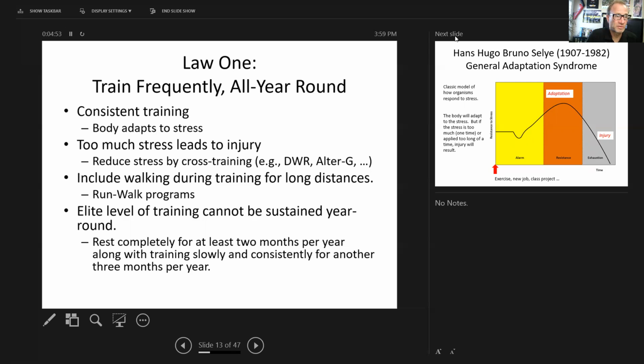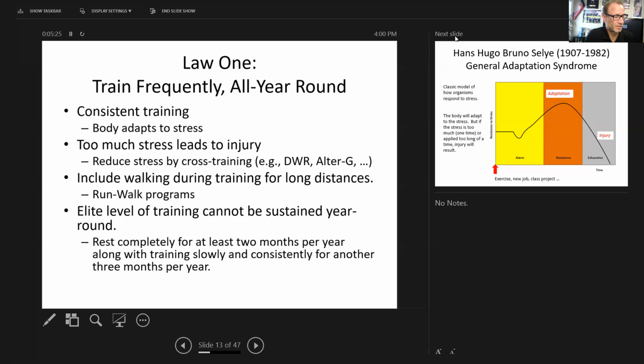Now, elite level training cannot even be sustained year round, and elite athletes do take time off to recover both the body and mentally. Sometimes it's rest completely for 2 months. Now, that's not just sitting on the couch for 2 months, but it may be really low levels of exercise, real small stimuluses to the person. Or it may be doing a different sport entirely for 2 or 3 months at a time.